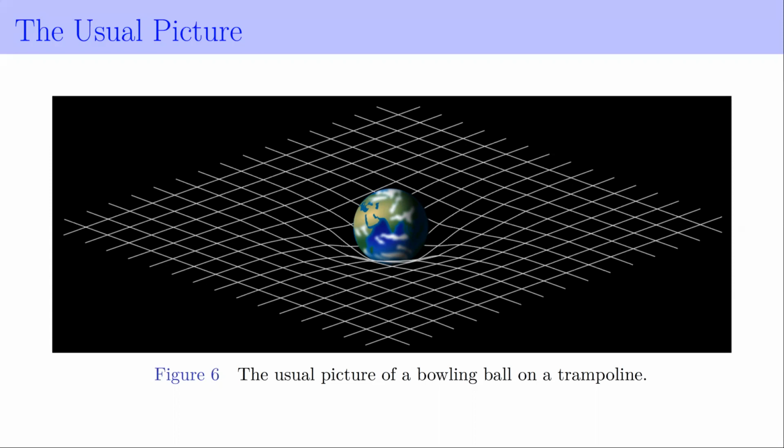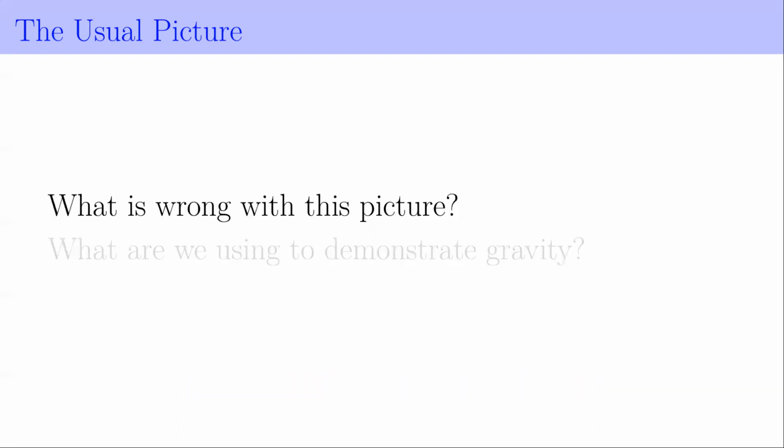Okay. So the usual picture that people use is of a bowling ball on a trampoline. And then they'll take a marble and have it go around the bowling ball as an orbit. But this picture is wrong. So why is this picture wrong?